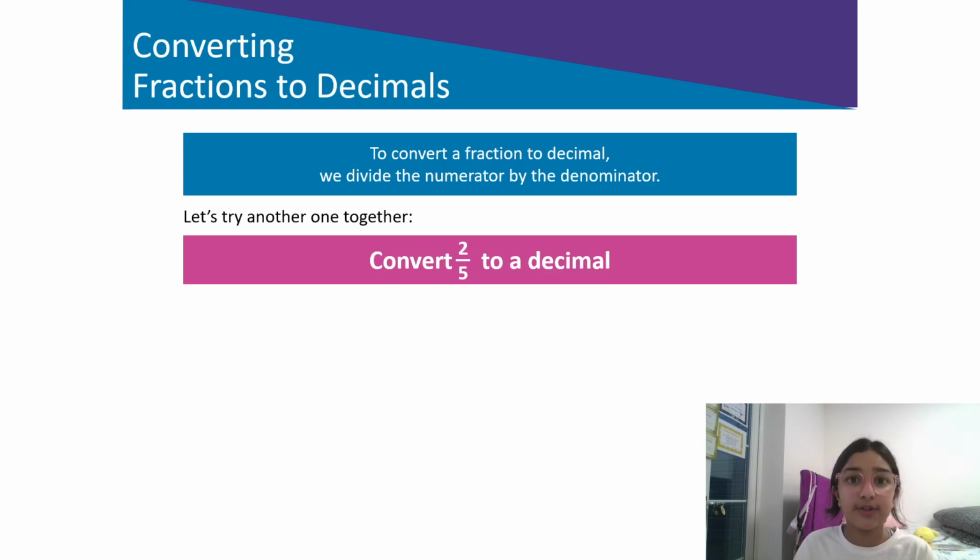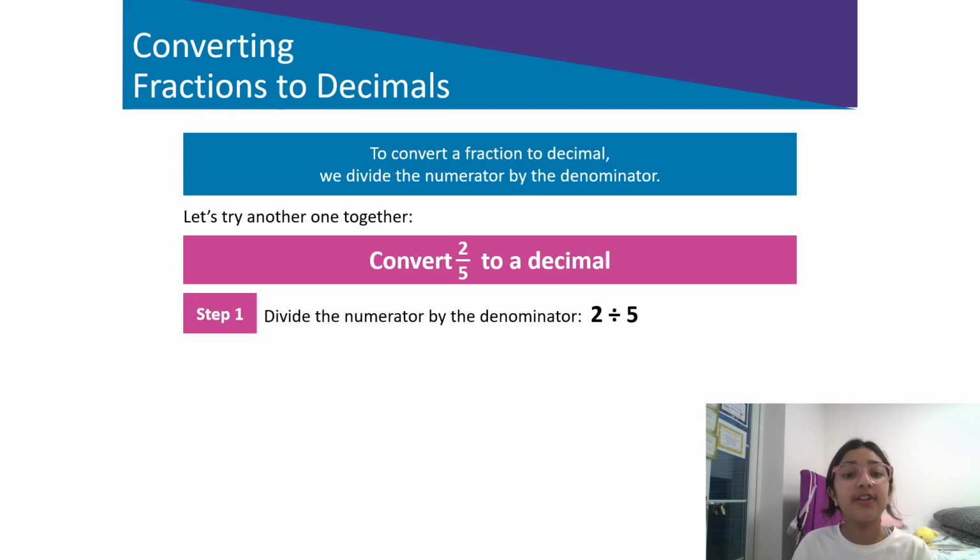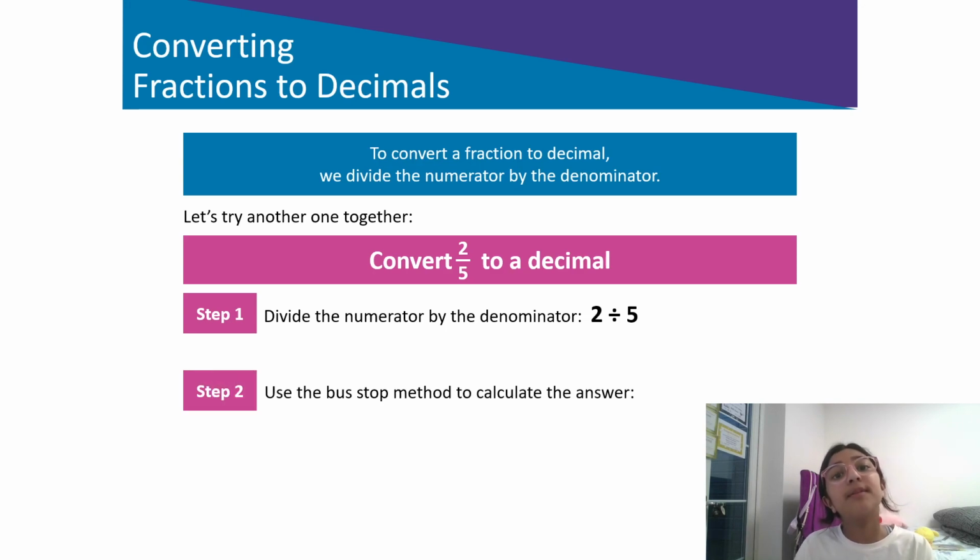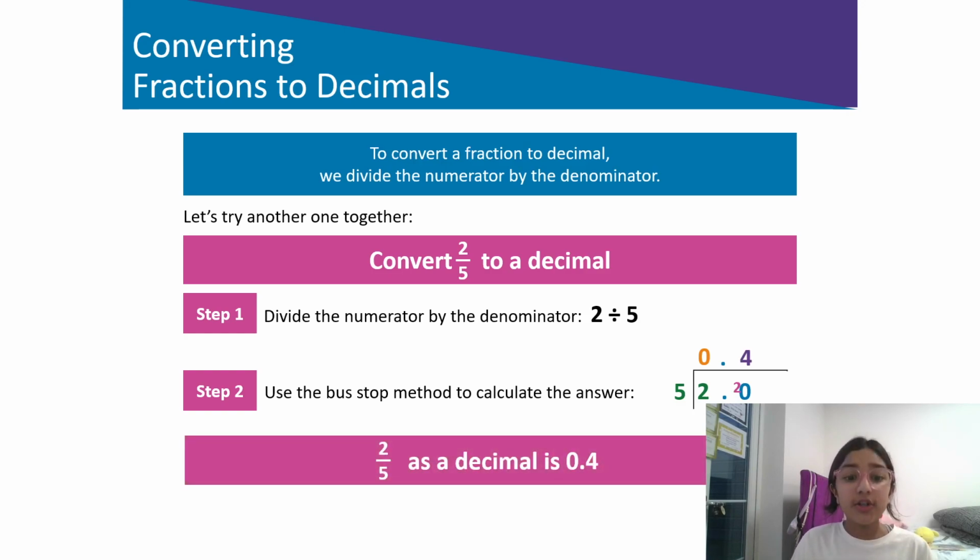Convert 2/5 to a decimal. Step 1. Divide the numerator by the denominator, 2 divided by 5. And step 2. Use the bus stop method to calculate the answer. That means 2 divided by 5. 5 goes into 2 0 times. Add the decimal point. It becomes 20. 5 times 4 is 20. 2/5 as a decimal is 0.4. It's kind of easy once you've got the hang of it.